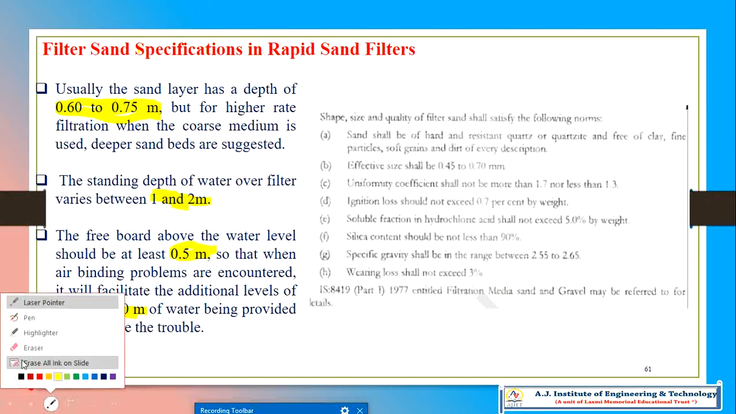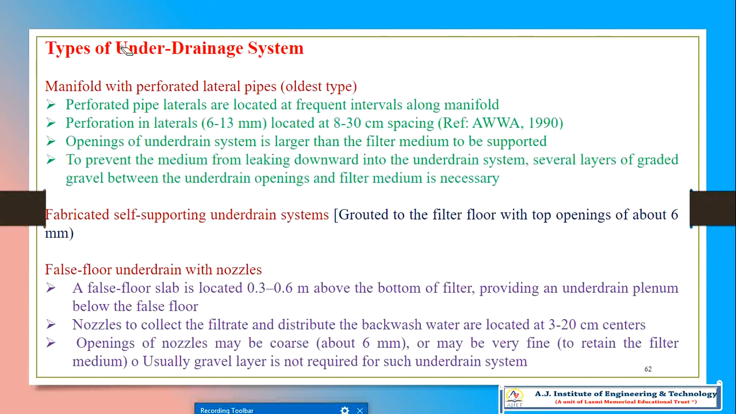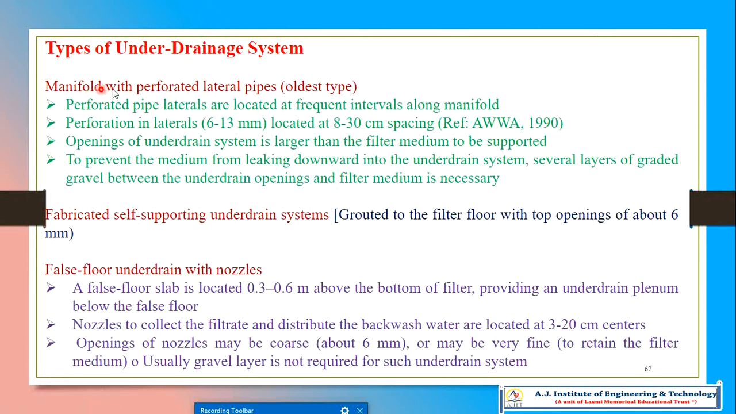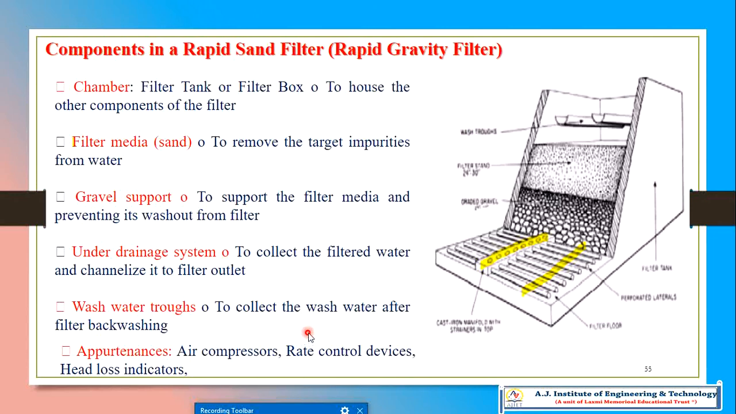Okay, so now let us move to another slide, that is different types of under drainage system, which is very important, also for backwashing. The first is the manifold with perforated lateral pipes. Perforated pipe laterals are located at frequent intervals along the manifold. You can see it in the figure here. These are perforated laterals, with the proper manifold.